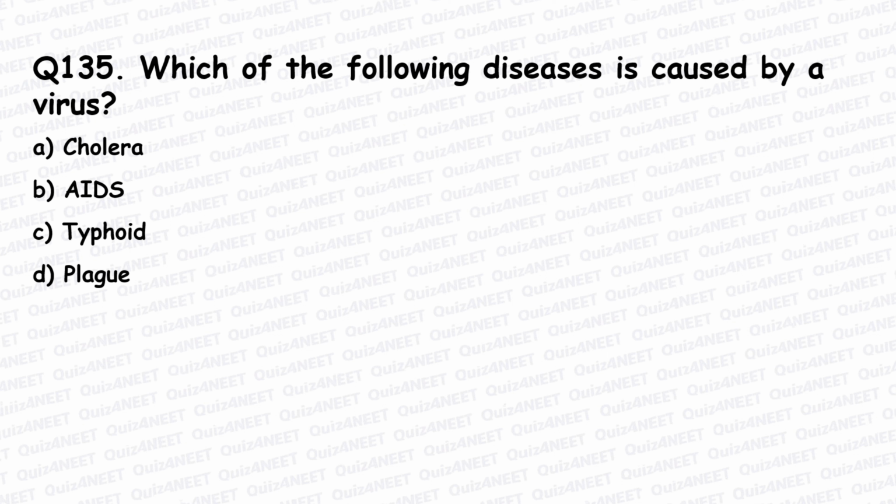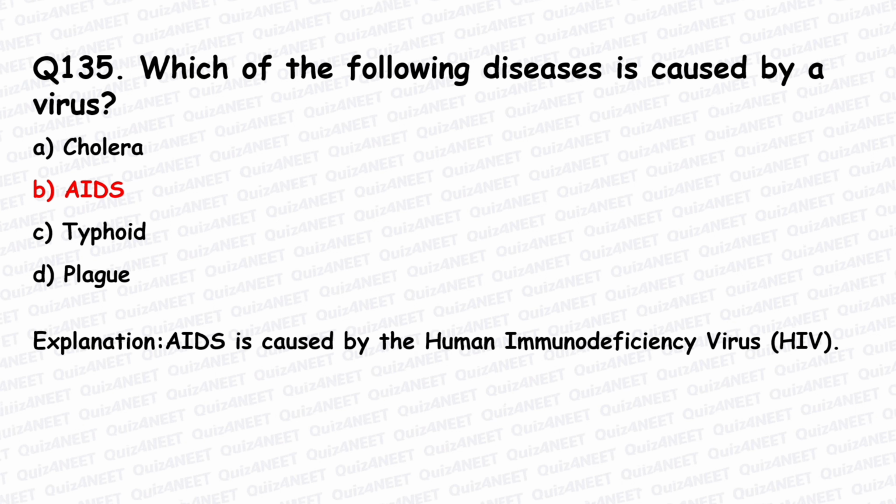Q135. Which of the following diseases is caused by a virus? A. Cholera, B. AIDS, C. Typhoid, D. Plague. Answer B. AIDS. Explanation: AIDS is caused by the human immunodeficiency virus, HIV.